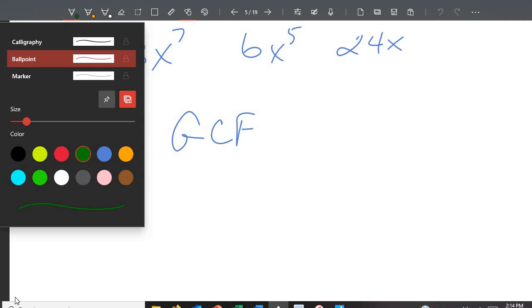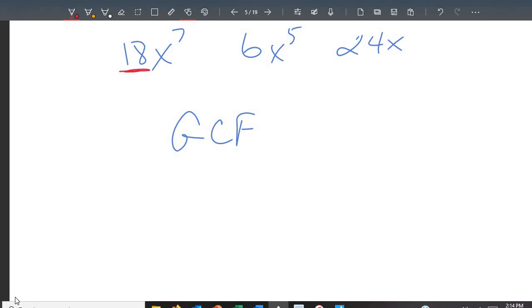Look at this one. We've got an 18, we've got a 6, and we've got a 24. Now I'm looking for the biggest number that divides into all three. Now notice 6 can go into both 18 and 24. So my GCF turns out to be 6. Notice all three have x's. That means an x will have to be part of my GCF, and it's going to be a 1. It's x to the first power.